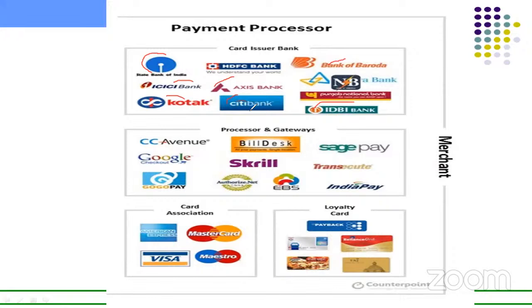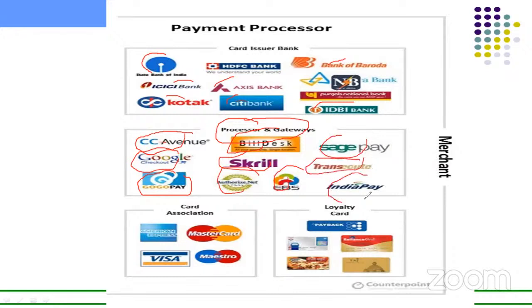And we have gateways. For example, I started an e-commerce store. I need a payment system, meaning I need to get funds from the customer's account to my account. In that situation, we need to take support from payment gateways. In India, we have so many payment gateways like CC Avenue, Google Checkout, GoGo Pay, Skrill, BillDesk, Authorize.Net, EBS, SagePay, Transcube, IndiaPay. These are the various payment gateways. They act as a mediator between the merchant bank, customer bank, and authorities. They complete the transaction within a fraction of a second.